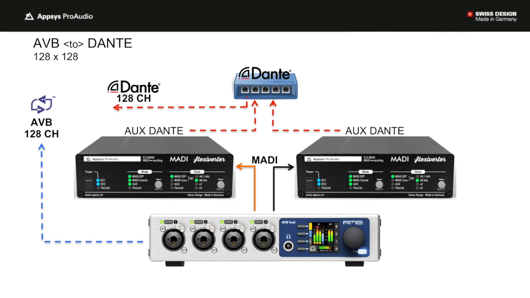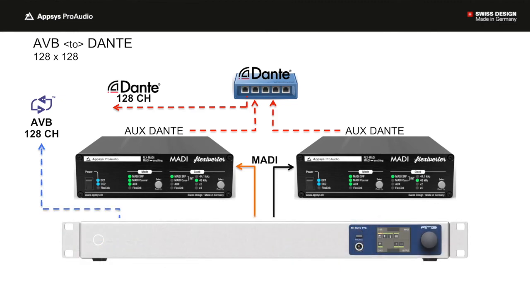If you wanted just the AVB to MADI conversion and maybe some line level I/O, you could go with an RME M1610, which is going to give you 16 in, 10 outputs on the line level, but you still get your 128 channels of AVB out of the RME side and 128 channels of Dante out of the Appsys side.